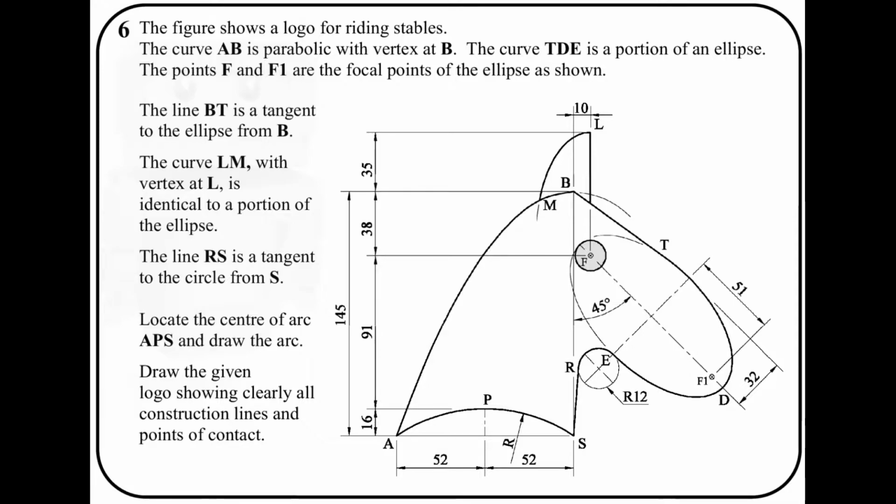For the ellipse, we are given the size of the minor axis. Half the minor axis is 32, but we're not given the major. We are given the position of the focal point, so that allows us to find it. So that's what we're going to start with first, drawing the ellipse.